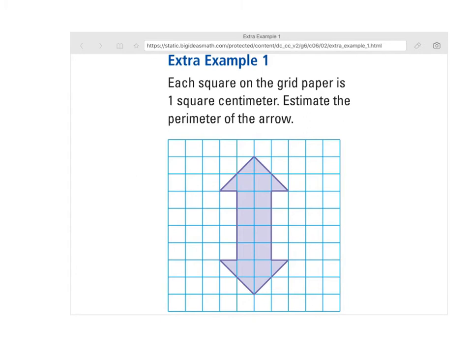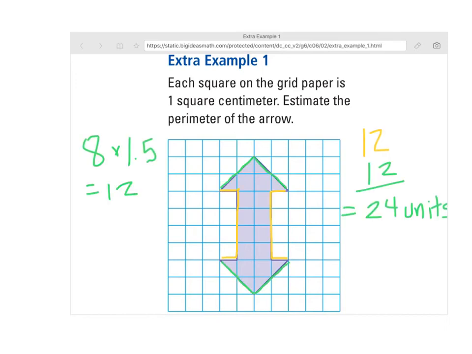Now let's count the diagonal. 1, 2, 3, 4, 5, 6, 7, 8. So now I have 8, but these are worth 1.5. So 8 times 1.5 is going to give you 12. So I'm going to add the 12 to the original 12, and we get 24. So the perimeter is 24, and if you want to label this, you would label it units, since it doesn't give you a measurement. All right, so that's one practice. Let's practice another one.